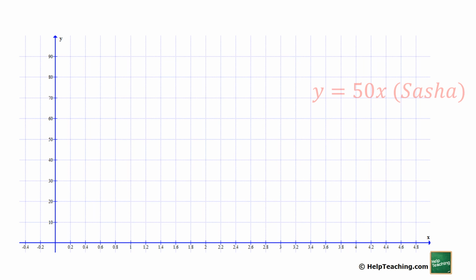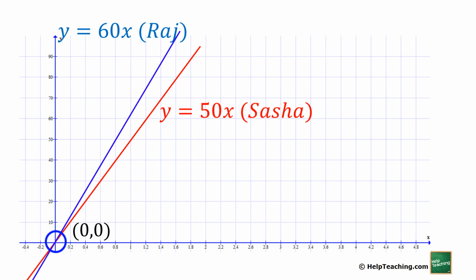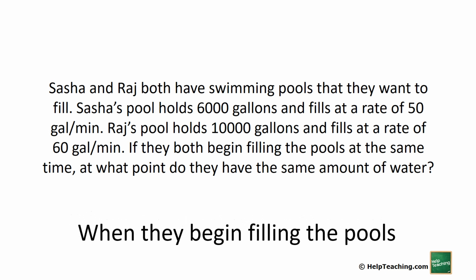For Sasha, we can do y equals 50x because there will be 50 times as many gallons as there are minutes. And for Raj, it'll be the same except the rate is 60, not 50. When we graph these, we see that they intersect at the origin, (0, 0). This means that the only time they will have the same amount of water is right when they begin to fill. So the word answer to the problem is when they begin filling the pools.